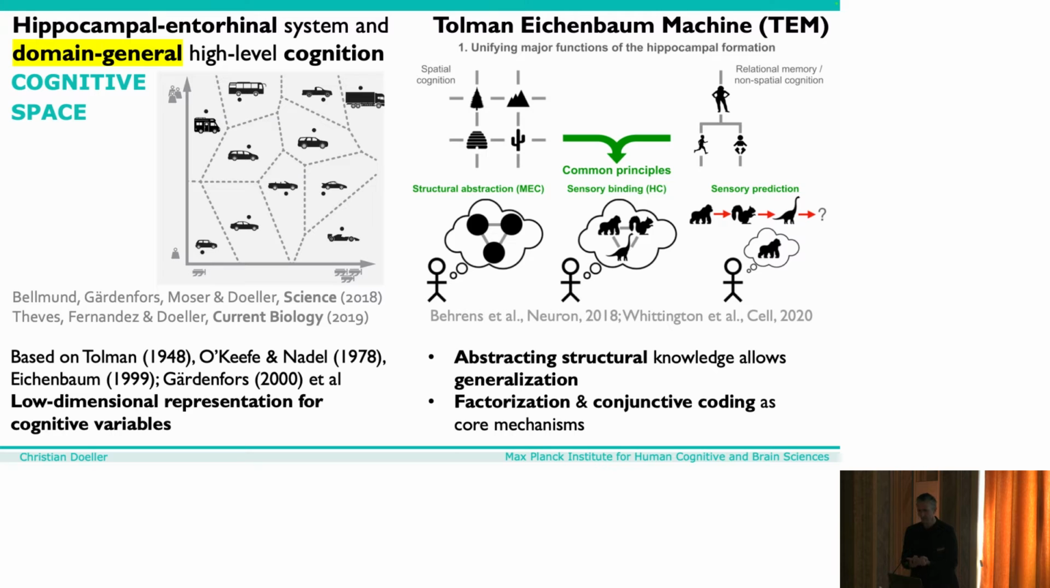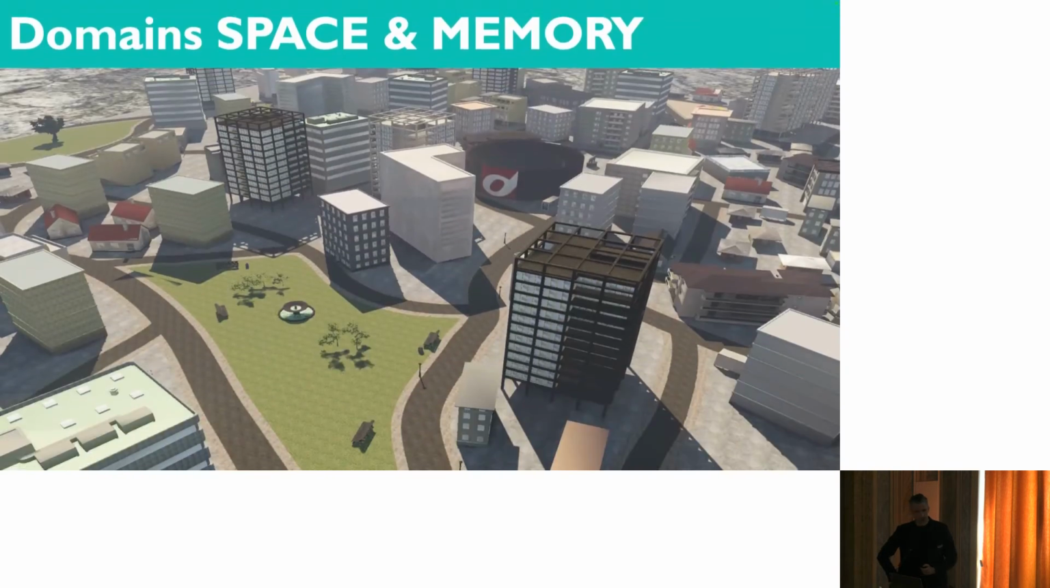And that's what I want to summarize in my talk, giving you some showcase examples of our work from different cognitive domains where we think that the same representational principles underlie performance in different cognitive tasks. So let's first start with space and memory.